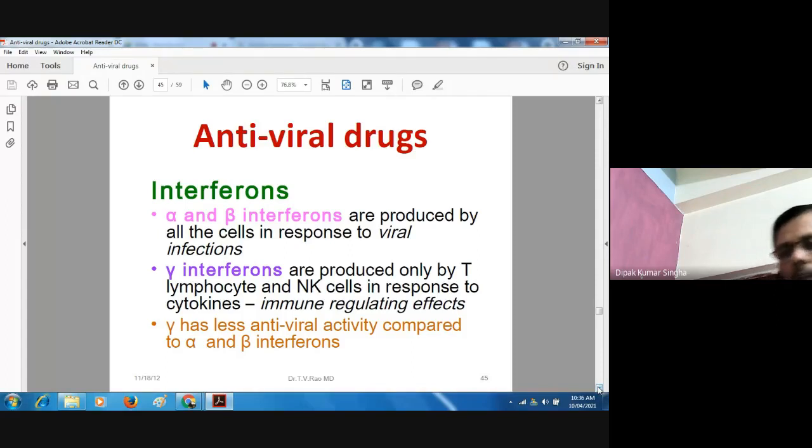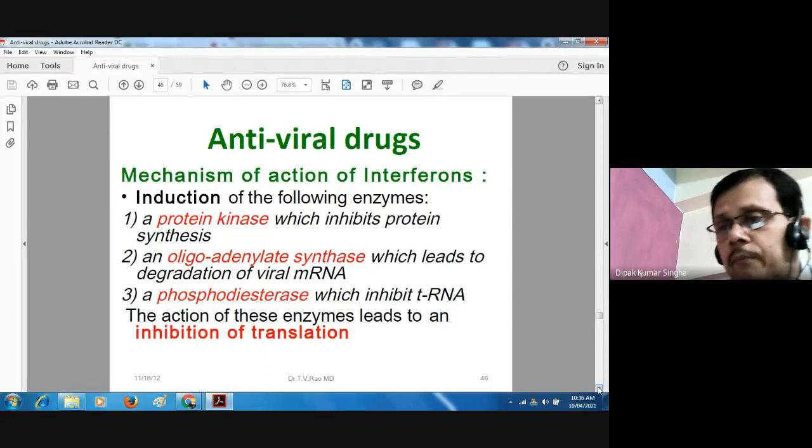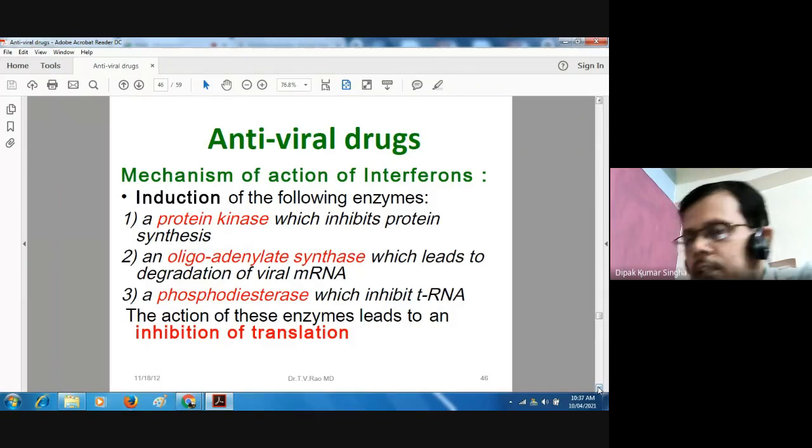So gamma interferon or NK cells inhibit cancer cells, but it is less effective than alpha or beta interferons. The mechanism of interferon includes the following enzymes. Number one, protein kinase, which is inhibited by the interferons. Another is oligoadenylate synthase, which leads to the degradation of viral mRNA, that means transcription will be inhibited. Another is phosphodiesterase, acting on the phosphodiester bond in nucleic acid, which is inhibited by the tRNA. The action of these enzymes leads to the inhibition of translation.